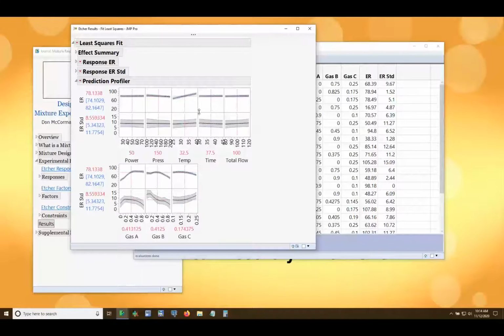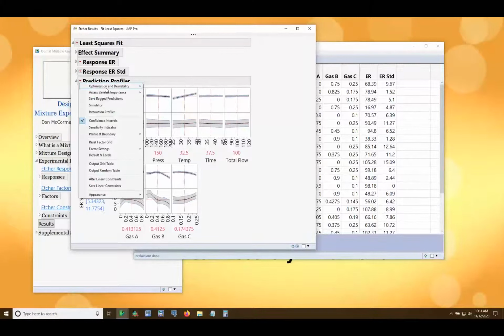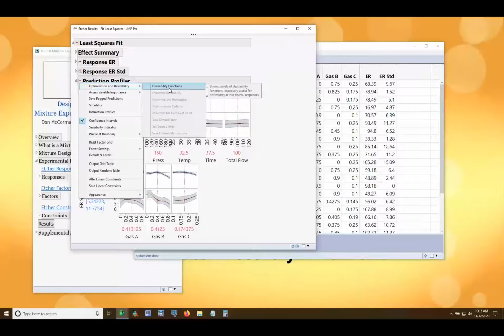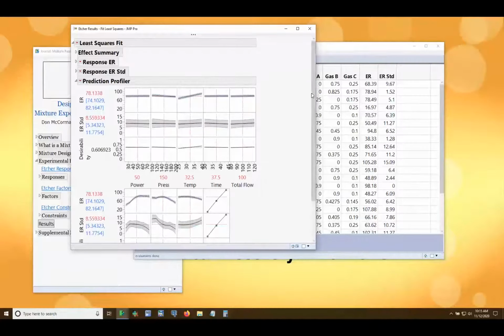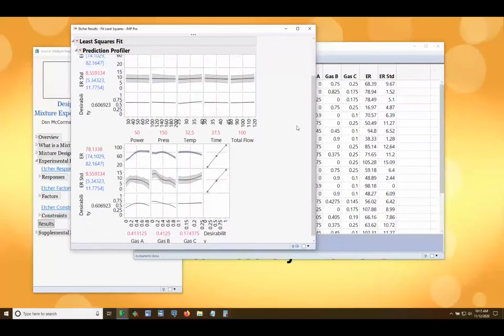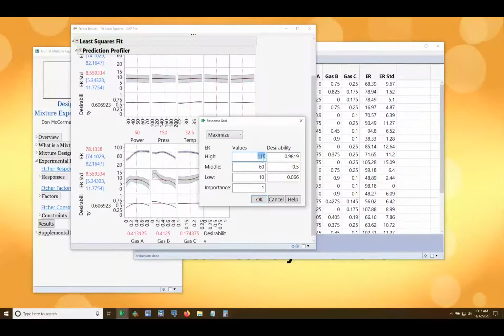Now the first thing I need to do is turn on my desirability functions, turn on my optimizer. You're going to find that next to the prediction profiler where it says desirability functions. That's step one. Step two, I need to make sure that etch rate is going to be targeted at 100. I'm going to hold down my control key and click. I'm going to set my target to 100.